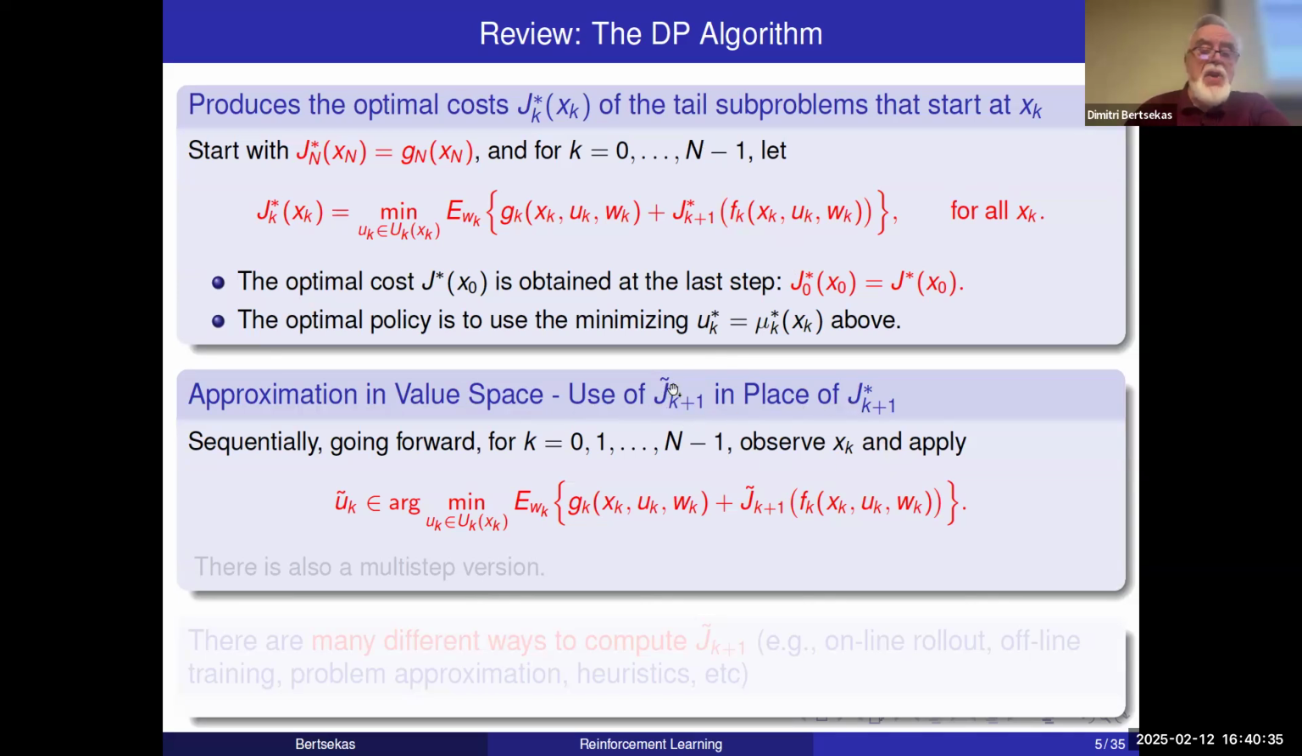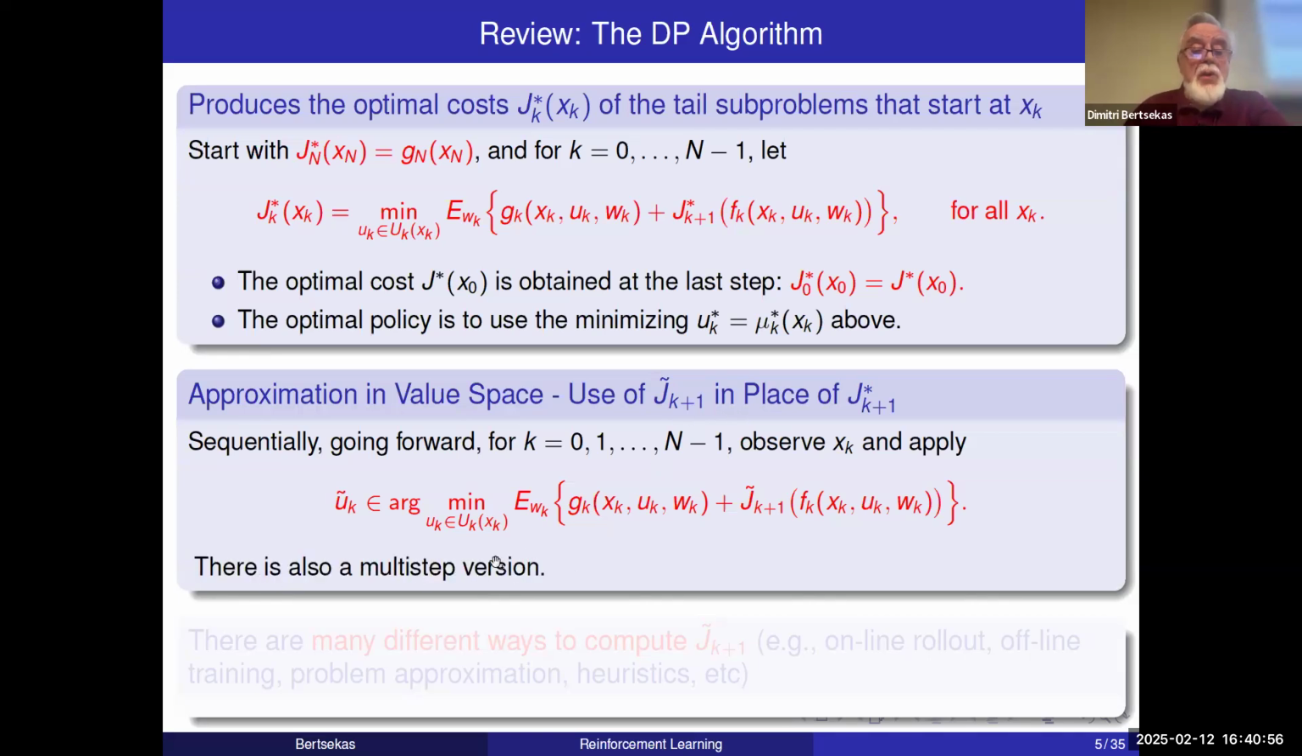And after we have these J tildes, we can go forward, generate controls at every state xk that we might be in. We do this minimization with J tilde taking the place of J star. So this is the online play, and offline training may be the calculation of this J tilde, perhaps.